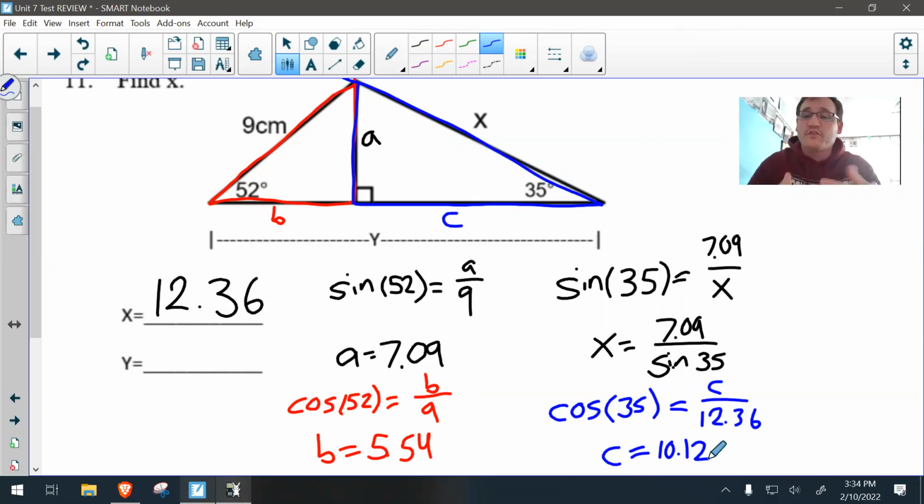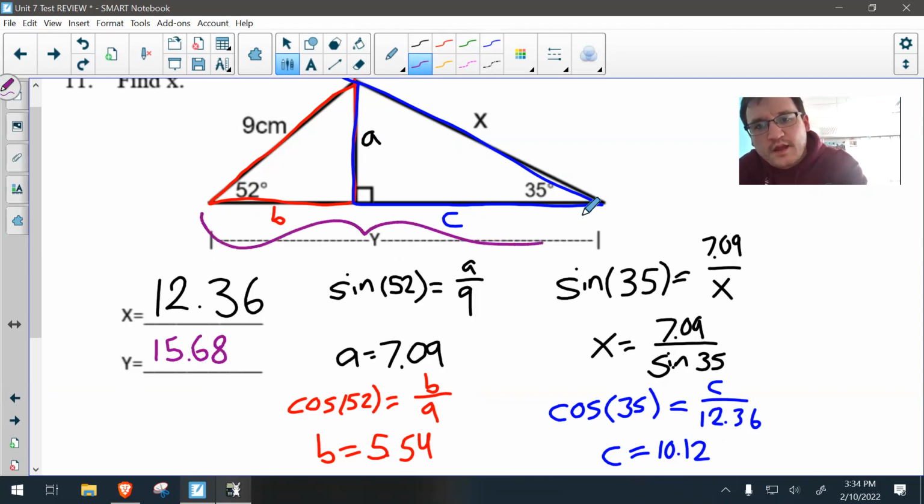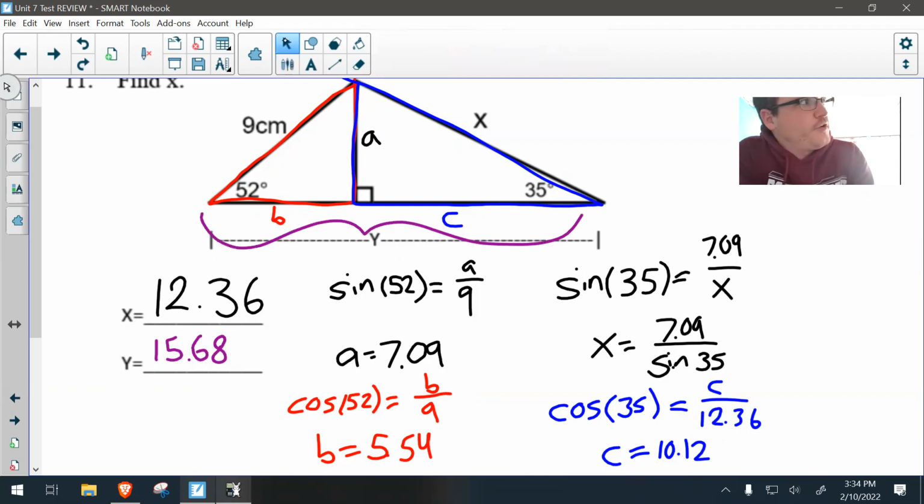10.12. All right, so what we're going to do is just add those two numbers together. Red and blue make purple, so that is going to give us 15.68, right? We're just adding that whole thing together to get us Y. All right, so keep in mind, that was kind of the hard way to do this.